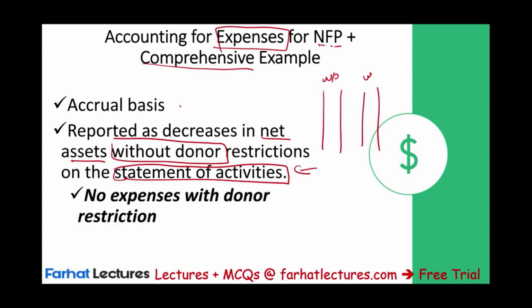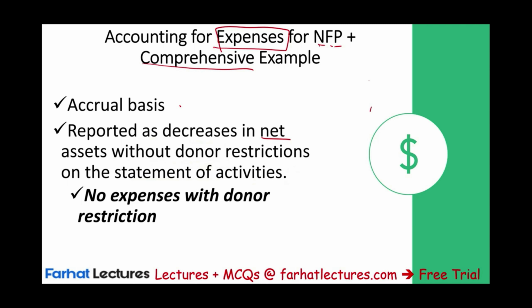There are no expenses reported with donor restriction, because if the expense is with donor restriction, then we don't expense it. That's the definition of it. It's not expensed yet. And this is what we will discuss in this session, how to report expenses, but specifically we're going to be focusing on the voluntary health and welfare organization, as we illustrate these concepts. Let's go ahead and get started.